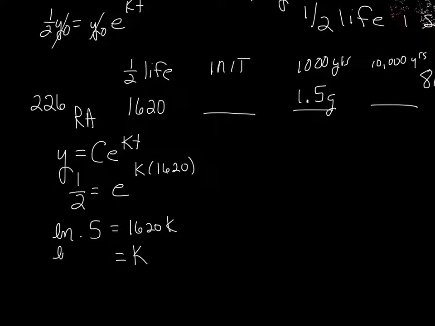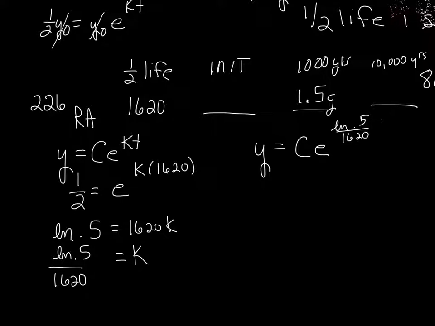So k is the natural log of 1/2 divided by 1620. So my formula, y equals c e to the natural log of 1/2 divided by 1620 times time. That's the equation I can use now to find the initial amount, because I have an amount at 1,000 years. 1.5 equals c times e to the natural log of 1/2 over 1620 times 1,000.